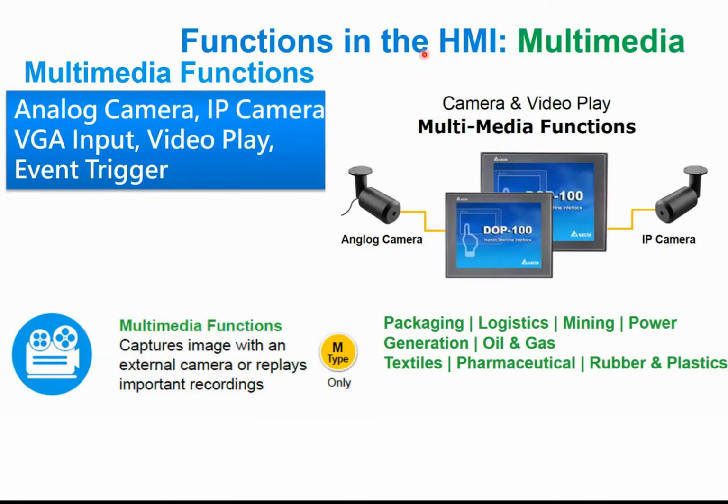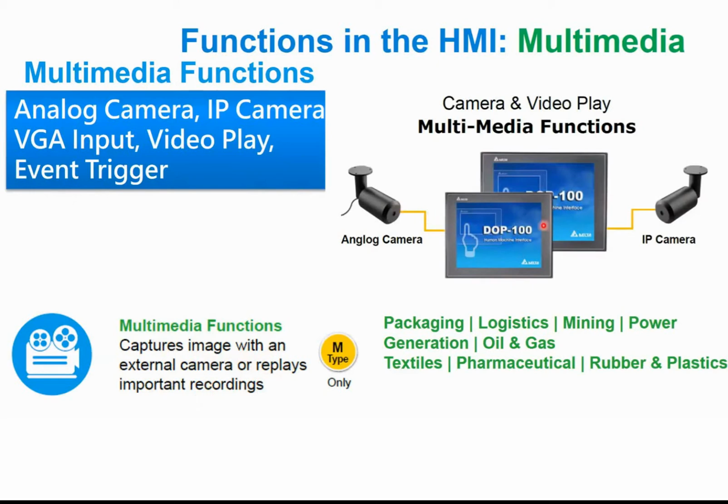Another function we also have is multimedia. This function is specific to the M-type HMI only. With this multimedia HMI, you can connect different cameras to them, analog camera, IP camera. You can also use a surveillance camera to capture whatever goes on around the factory. You can capture images based on a specific action that happens. You can trigger the video or the camera function based on an event. You can capture images with an external camera or replay important recordings.